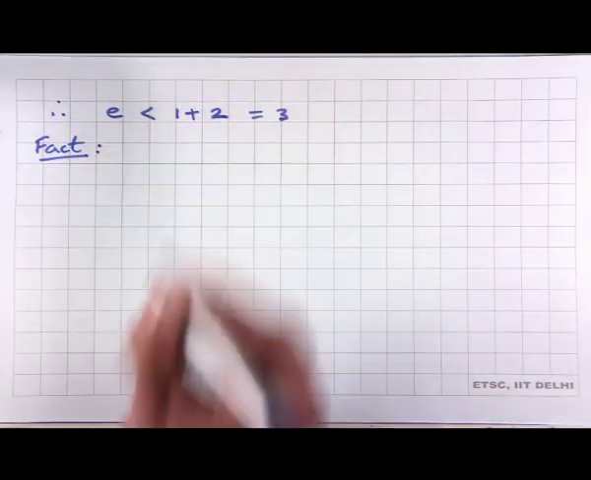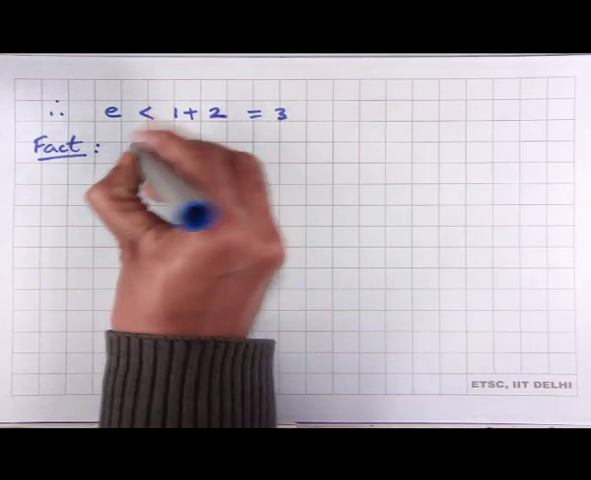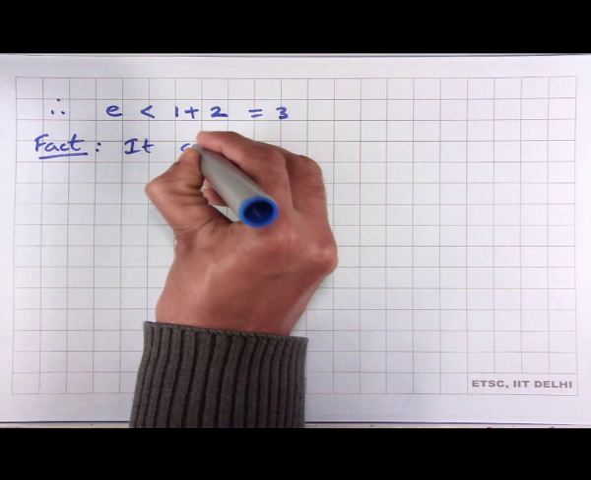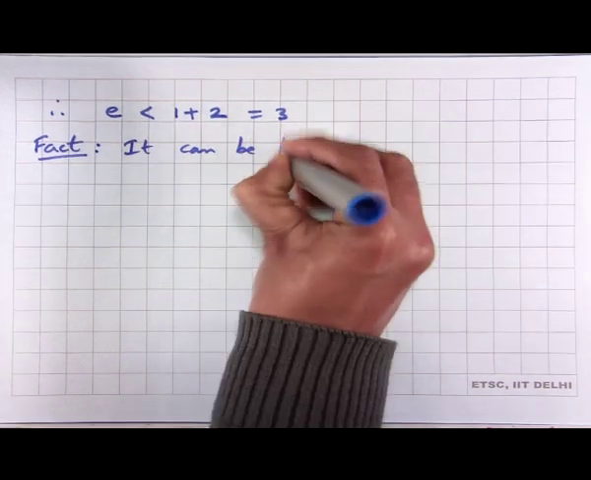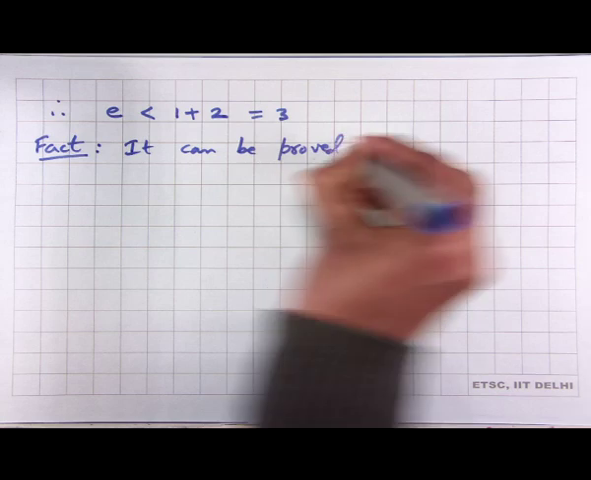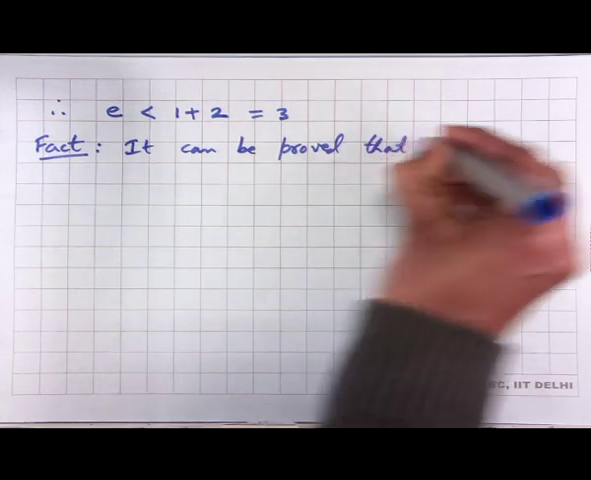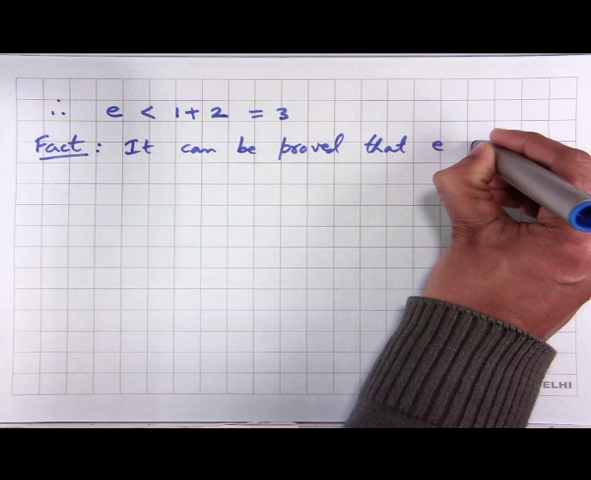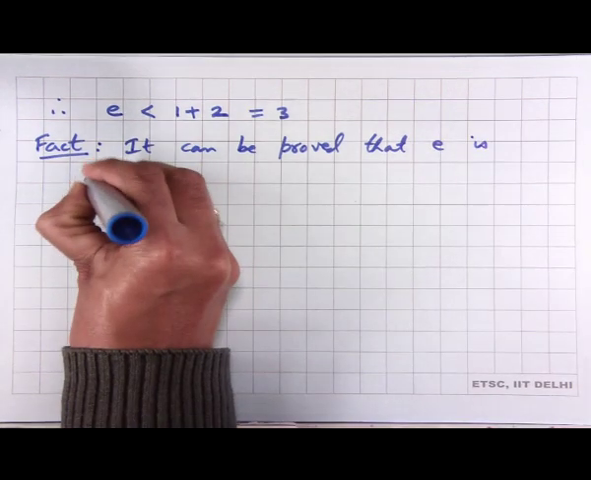I will just state as a fact that it can be proved that E is an irrational number.